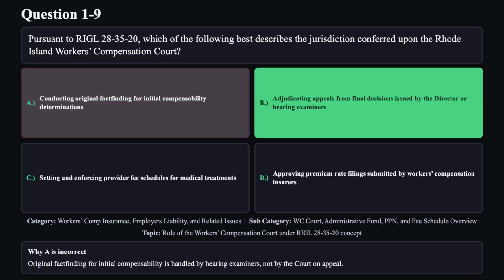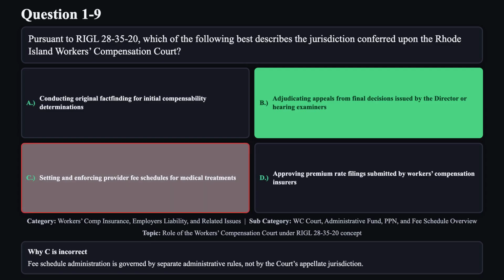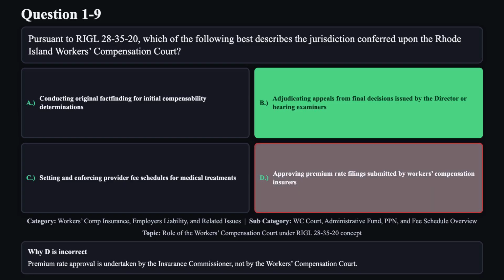Reason A is not correct. Original fact-finding for initial compensability is handled by hearing examiners, not by the court on appeal. Reason C is not correct. Fee schedule administration is governed by separate administrative rules, not by the court's appellate jurisdiction. Reason D is not correct. Premium rate approval is undertaken by the insurance commissioner, not by the Workers' Compensation Court.